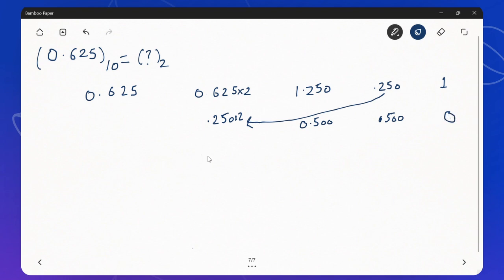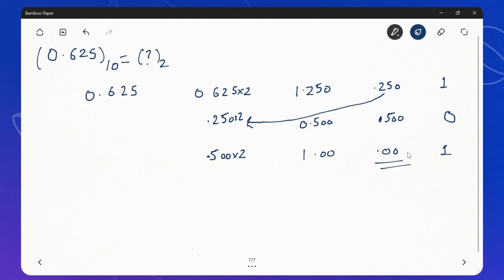Now we multiply this 0.500 by 2, and we get 1.00. So the fractional part is 0.00 and the integer part is 1. When the fractional part becomes 0, we stop computing. Remember that in certain cases the computation can go on and become a cycle. So we will try 4 or 5 steps, and if it repeats we will stop, or if we get 0 in the fractional part then we will stop.